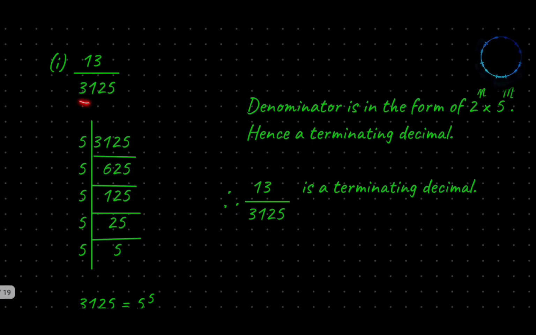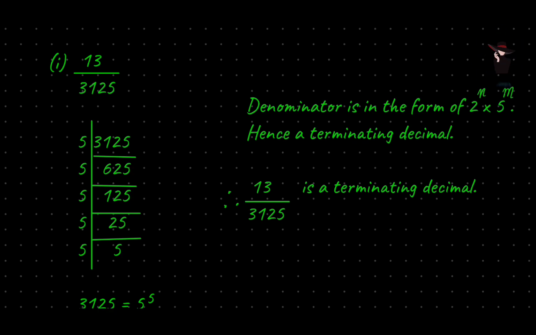So let's take 3125 and take the LCM. While doing that, we need to take the smallest number which can divide this number. 2, 3 and 4 don't divide this number. So the next smallest number is 5, as it ends with 5. Whenever a number ends with 5 or 0, we should take 5 as the divisor. 5 sixes are 30. 31 minus 30, 1 remaining. Then 5 twos are 10. 12 minus 10 is 2 remaining.